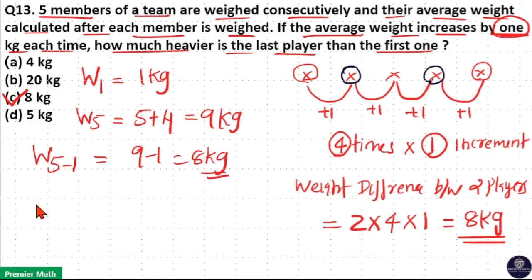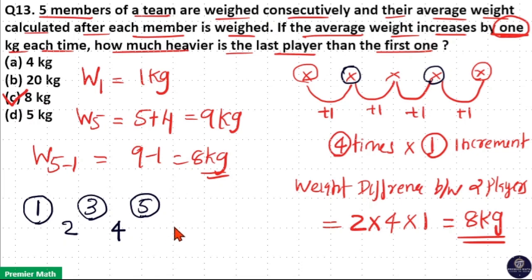let us consider weight of first person as 1 kilogram. Then average increases by 1 means 1 plus 1, 2 is the average. Now 2 is the average means 2 into 2, 4 will be the total sum of 2 players. So weight of the second person will be 4 minus 1, 3 kilogram, because 1 plus 3 is 4. 4 by 2 is 2, 2 is the average. Again, if weight of the second person is 3 kilogram, average increases by 1 means new average is 4. Now 4 into 2 is 8. 8 minus 3 is 5. So weight of the third person is 5 kilogram.